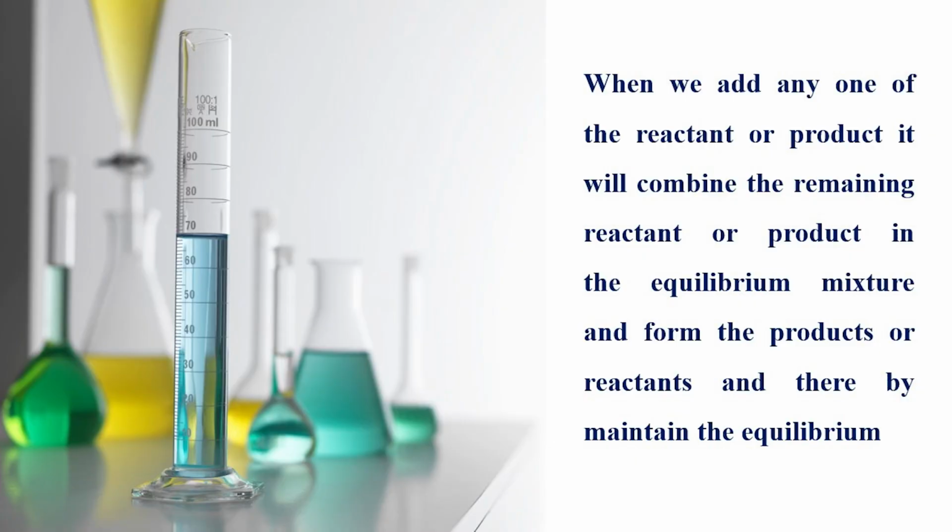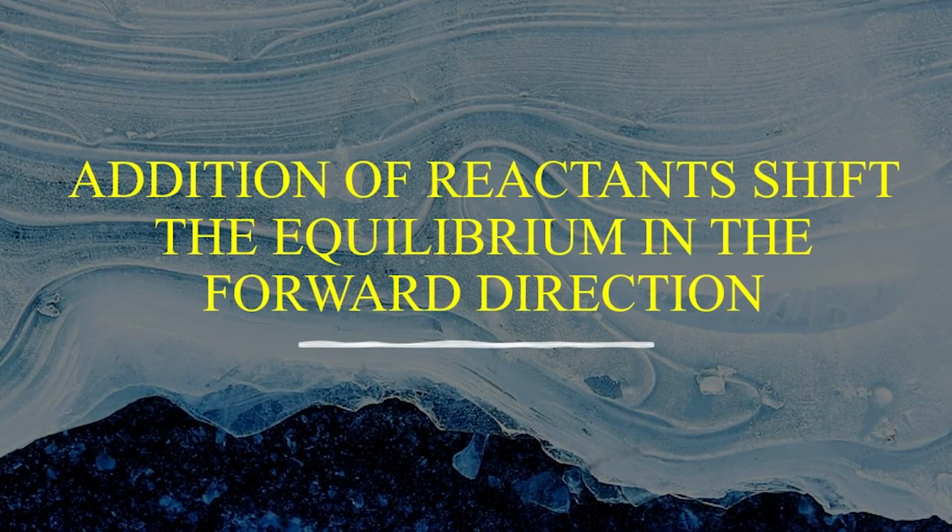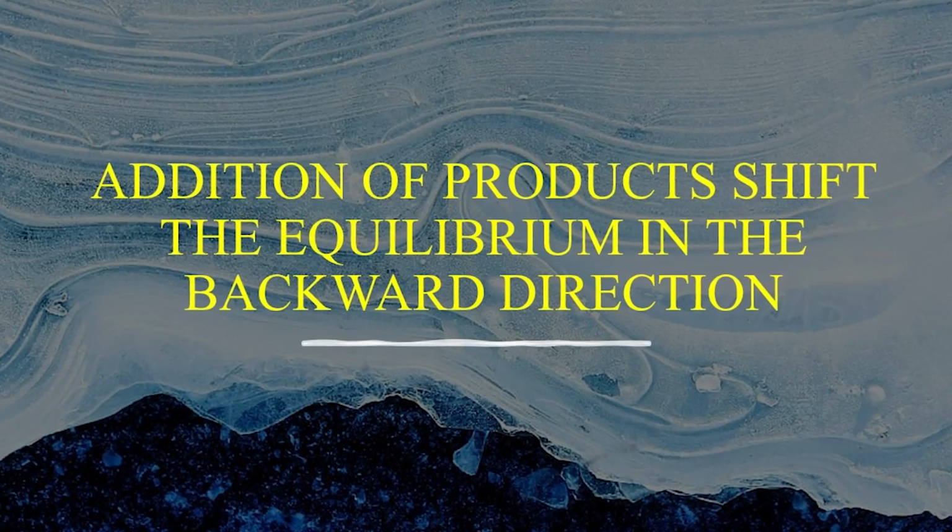And we know that the equilibrium is dynamic in nature. When we add any one of the reactants or products, it will combine with the remaining reactant or product in the equilibrium mixture and form products or reactants, thereby maintaining the equilibrium. In short, when we add reactants to the reaction mixture, the equilibrium moves in the forward direction. If we add products to the reaction mixture, equilibrium moves in the backward direction.